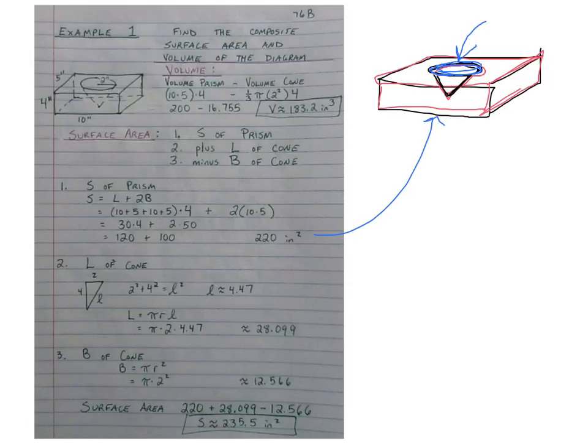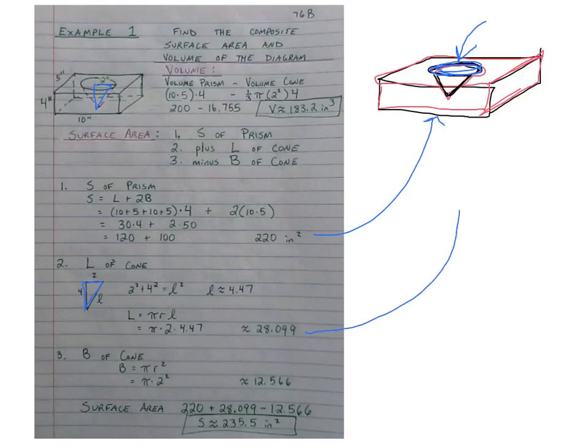And then we're going to add the lateral area of the cone, and the lateral area for cones is pi r times slant height. So we need to find the slant height of this cone, and I've done that by drawing a right triangle and finding the hypotenuse, because that will be the slant height of the cone. You can imagine that this triangle right here is that part of the diagram. And we find that the lateral area of the cone is 28.099 inches squared.